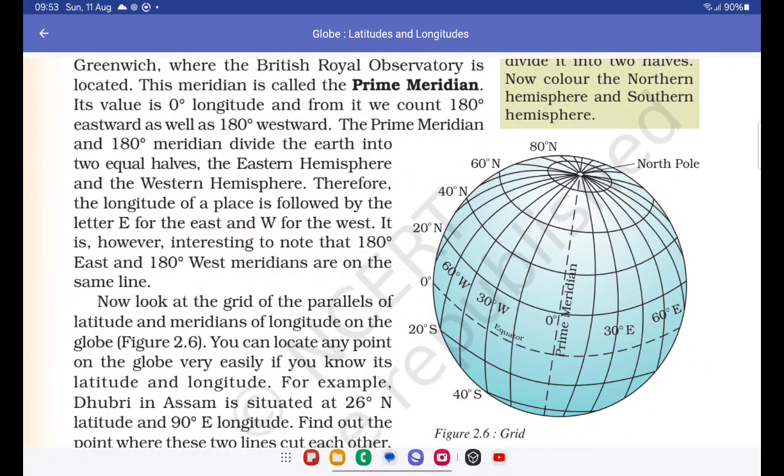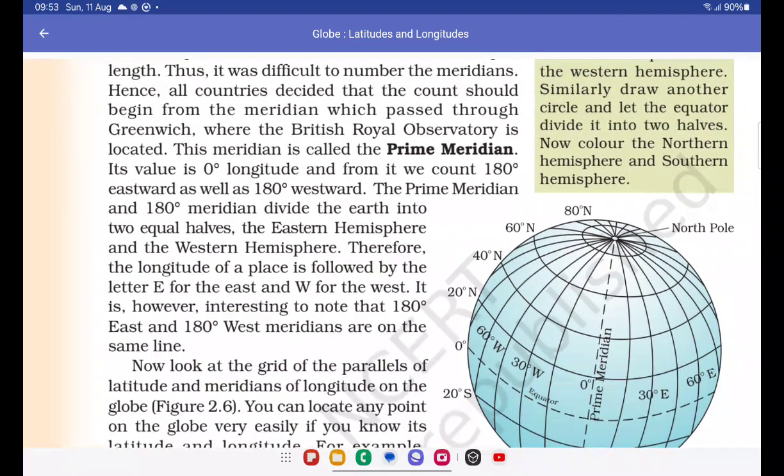Now there is another important job of the prime meridian, and it does the work of telling us the time on earth. This is what we use to measure time.